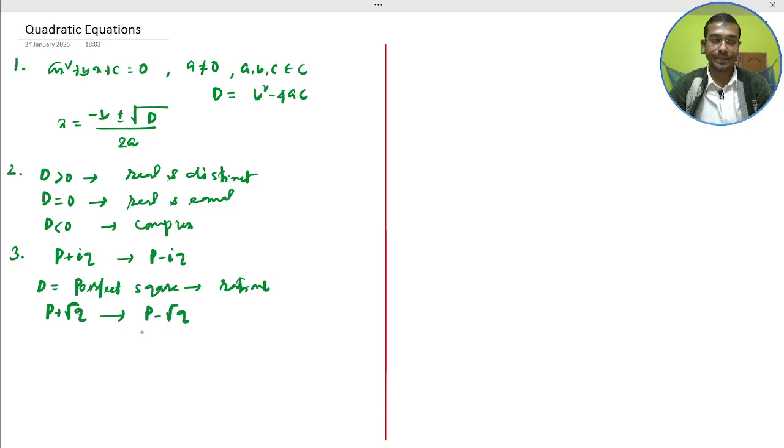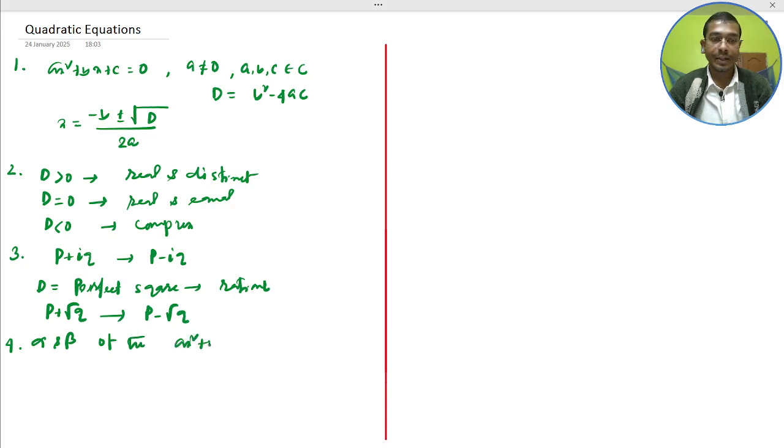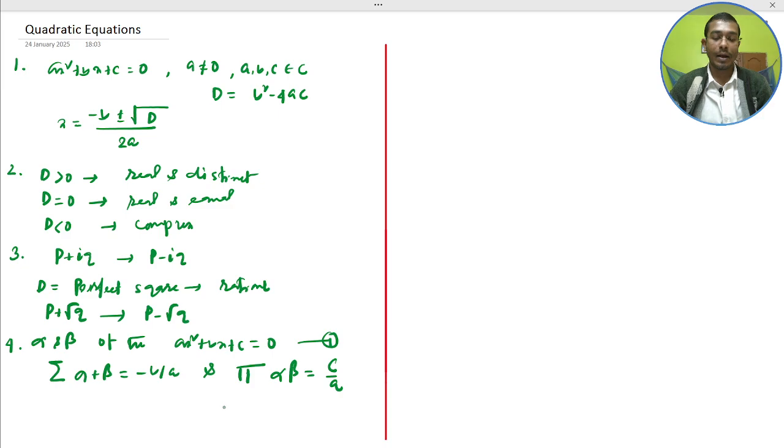If alpha and beta are the roots of the quadratic equation ax square plus bx plus c equal to 0, then the sum of roots, alpha plus beta, is equal to minus b by a, and the product of roots, defined as capital Pi, is equal to c by a for this equation ax square plus bx plus c equal to 0. Next, quadratic expression and its graph.